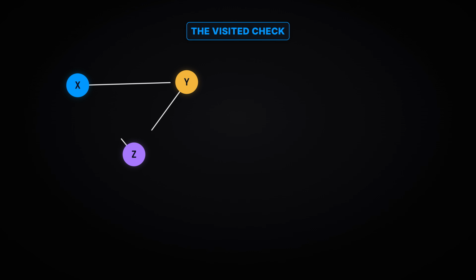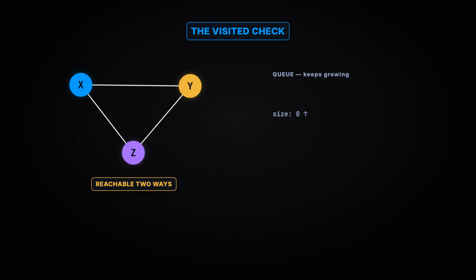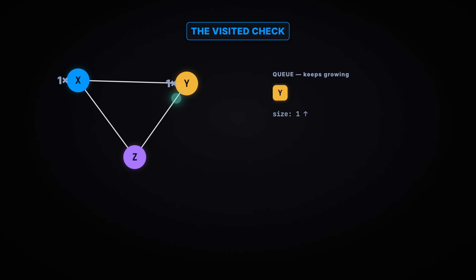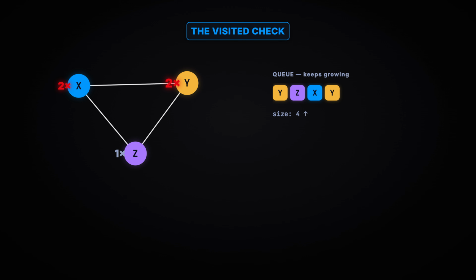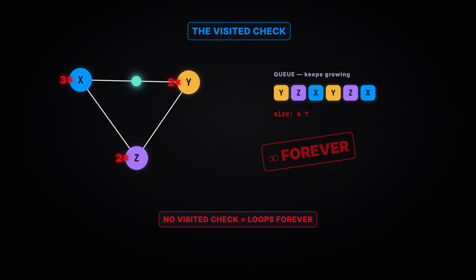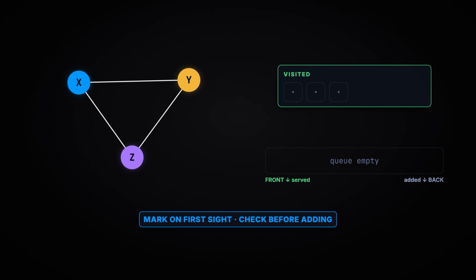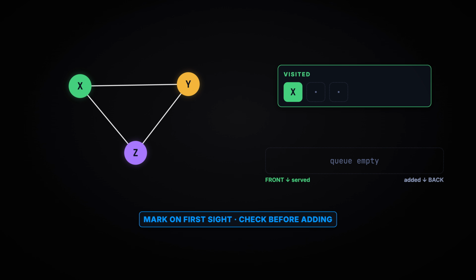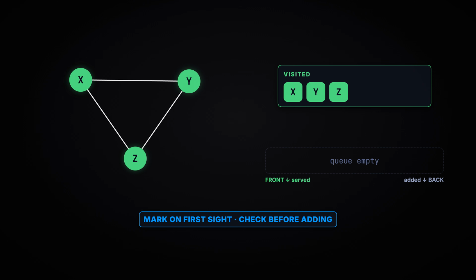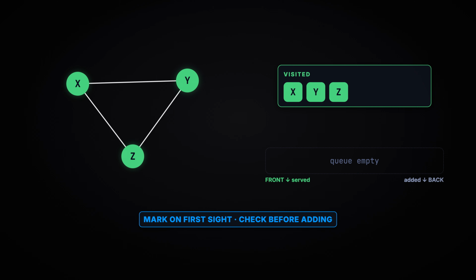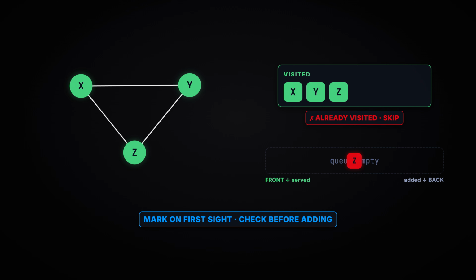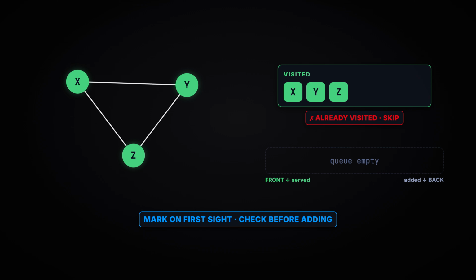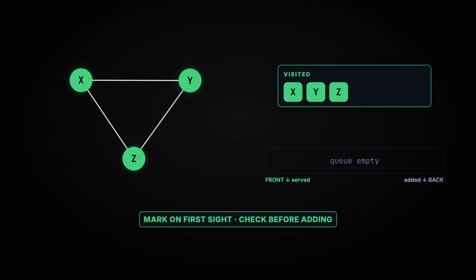But there is one important thing we must take care of. In a graph, 2 friends can both be connected to the same person. So we might reach the same node from 2 different directions. If we are not careful, we will visit it twice and possibly go round and round forever. So BFS keeps a simple visited list. The moment we see a node for the first time, we mark it as visited. And before adding any node to the queue, we check, have we seen this one already? If yes, we skip it. This little check is what keeps BFS safe and clean. No repeats, no infinite loops.